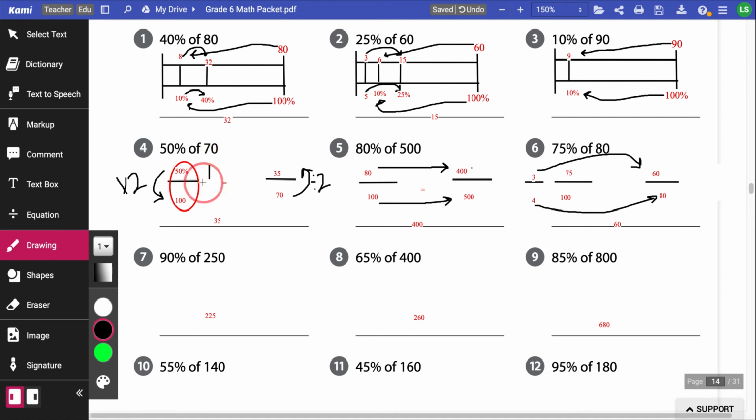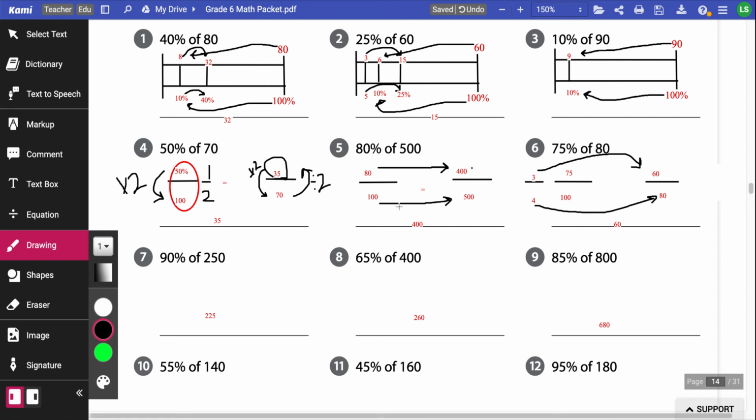So really what I was doing was I was trying to find a fraction equivalent to 1/2 where the denominator was 70. So I'm showing you here that 50 times 2 gave you 100. And here, if I work backwards, 70 divided by 2 is 35, or 35 times 2 is 70. So either way, your solution is 35 because 50% is half and 35 is half of 70.